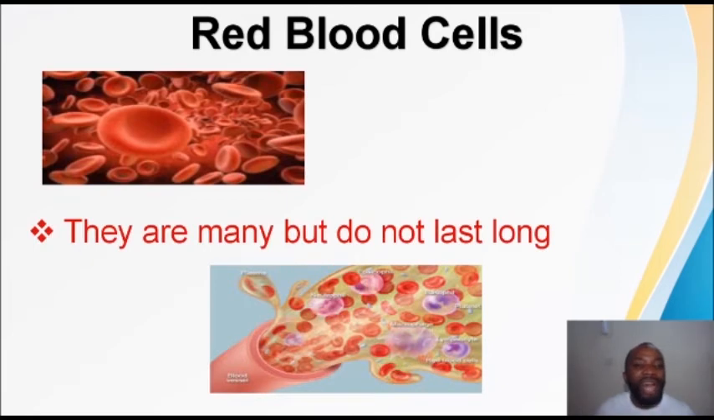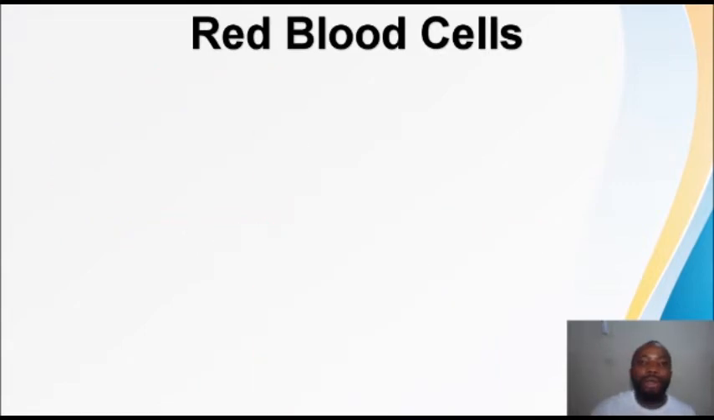So the red blood cells are many. Did you see what I just said? They are many, but they do not last long. They last between 100 to 120 days for an adult, and for a child, they last about 70 to 90 days. Look at it. Even this one, where we reduce them so that we can see the blood plasma, you will see they are still more than every other cell. So the red blood cells are many but do not last long.